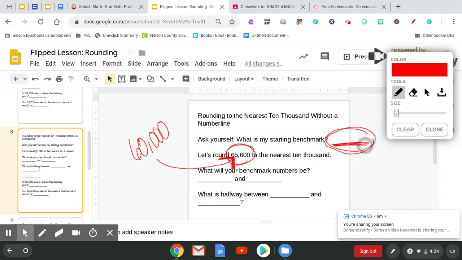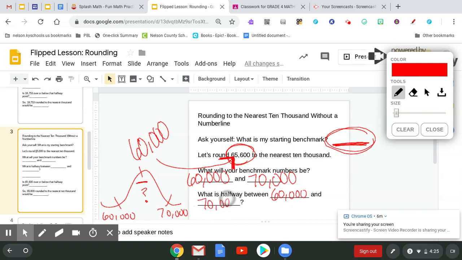That's what would answer my question here. So I know that at least one of my benchmarks is going to be 60,000. And if I'm working in the 10,000s and I'm going up to the next 10,000, 60,000, 70,000 would be my next benchmark number. So thinking about our visual model, I have 60,000, I have 70,000, and I need to figure out what goes here in this halfway point. So what is halfway between 60,000 and 70,000?